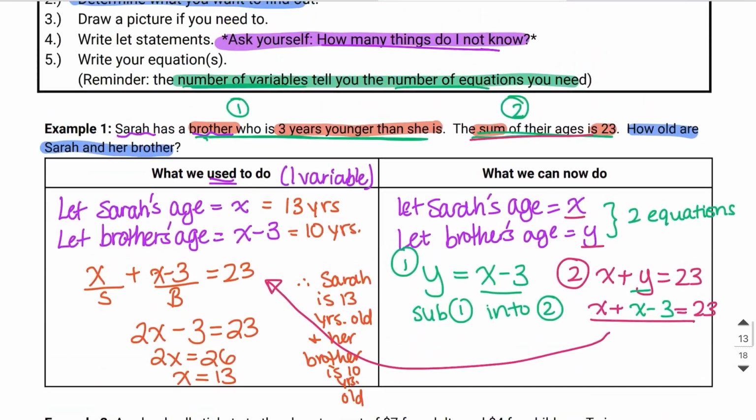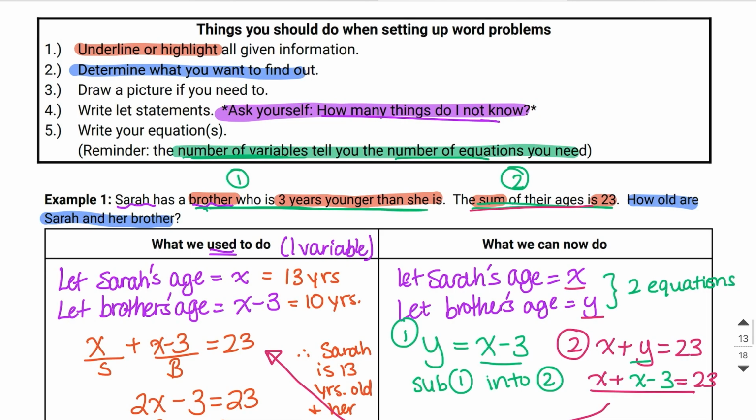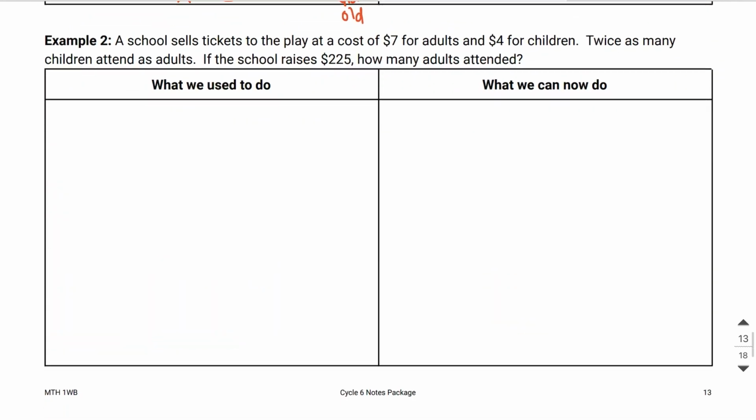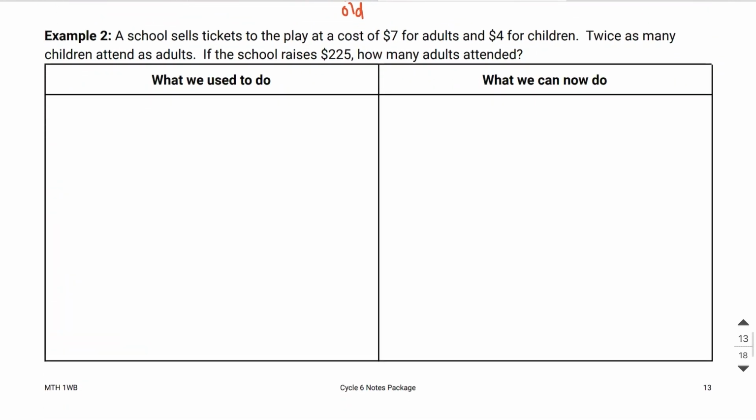Okay? All right. In example 2, we're going to go through and use these steps that are listed out here, just like we did in example 1. So the first thing we want to do in example 2 is underline or highlight key information. So it says the school sells tickets to the play at a cost of $7 for adults. You probably want to highlight that and not cross it off. $4 for children. Twice as many children attend as adults. And the school raises $225.